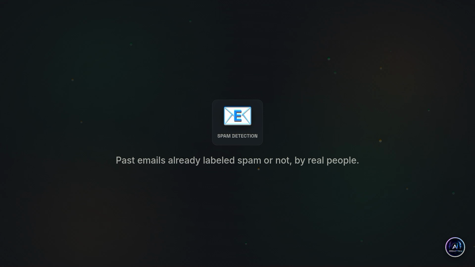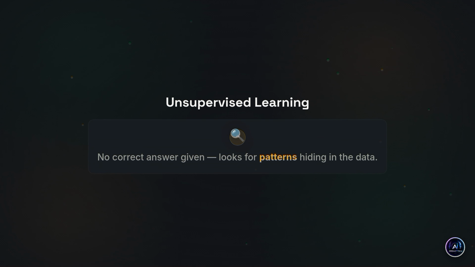A second example: email spam detection. Past emails are already labeled spam or not spam by real people, and the model learns the pattern that separates them. Unsupervised learning works completely differently. No correct answer is given at all.